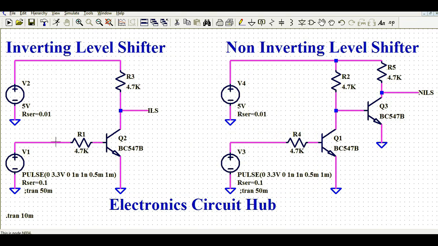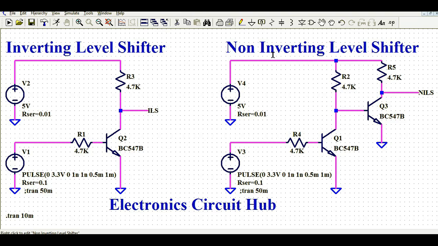At the base side we have a 3.3 volt logic level, but at the output you get a 5 volt logic level in opposite polarity. If your input is high, your output will be low, but the amplitude of your output is 5 volt while the amplitude of your input is 3 volt. That is why it is called the inverting level shifter, and I named it ILS.